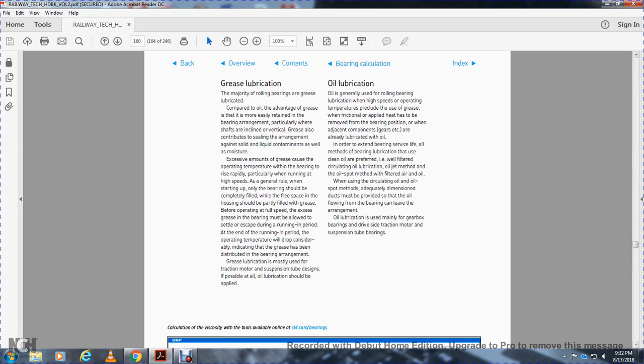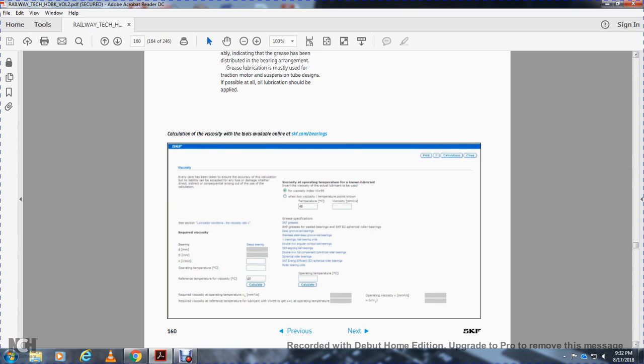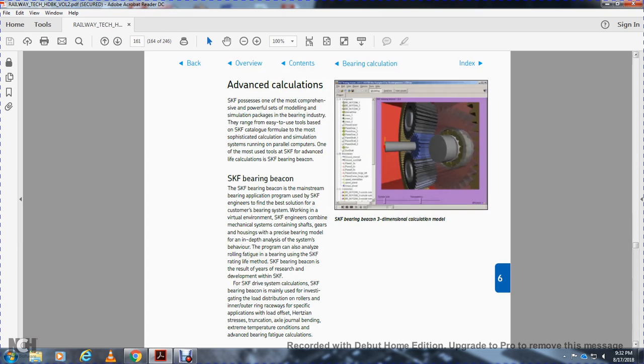Oil lubrication is usually the main method for the gearbox and the driving side, with the traction motor and suspendable tube bearings. These are the viscosity calculation tools available on SKF.com. Advanced calculations: SKF possesses one of the most comprehensive, powerful sets of modeling and simulation packages for bearing applications, using the SKF catalog formulas with the most sophisticated calculation simulations running on powerful computers.